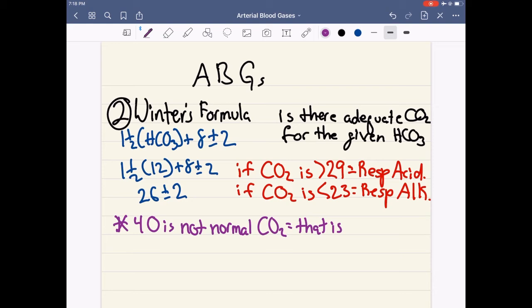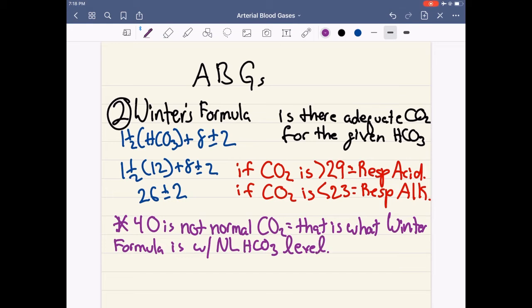So as we see here in the purple asterisks, 40 is not a normal CO2. That is what you get when you calculate Winter's formula for the patient's bicarb of 24. If you change the bicarb from 24 to any other number, your baseline CO2 is going to change. It's a very important concept to remember, so I really want to ingrain it in you.